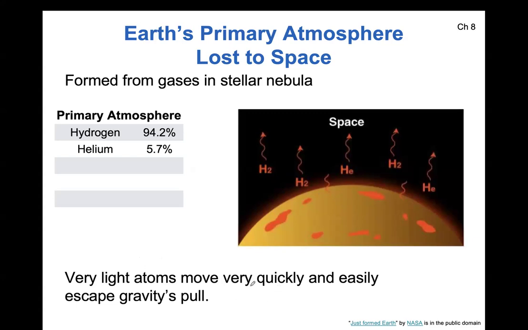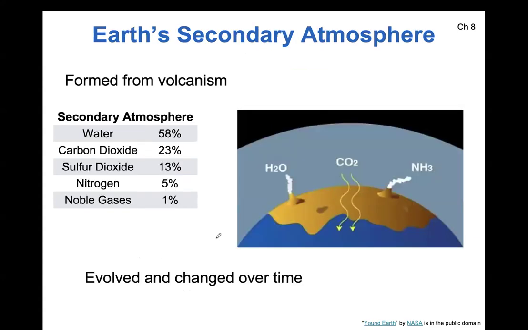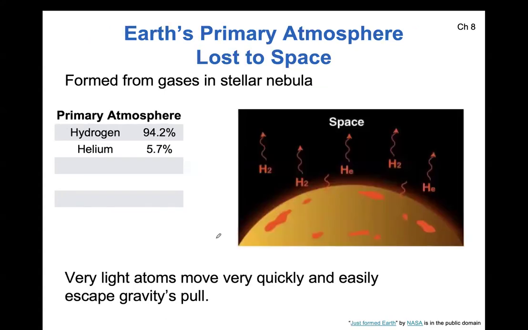So very light atoms move very quickly and easily escape gravity's pull. This ties into what I was talking about, the atmosphere being able to escape if you heat it up too much. That's actually why we don't have just hydrogen in our atmosphere, and we don't even have helium in our atmosphere. Our atmosphere in no way could hold on to those light elements. No chance, even with the protective magnetic field, you know?